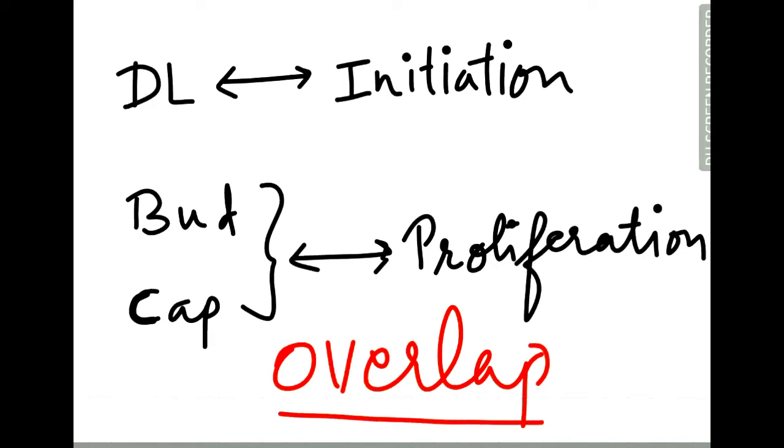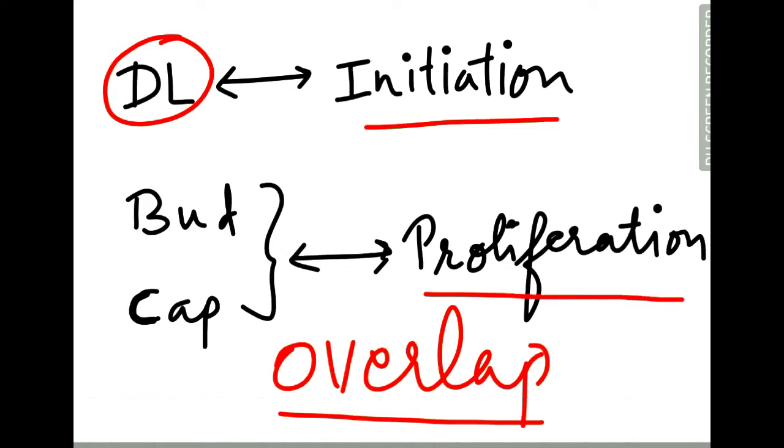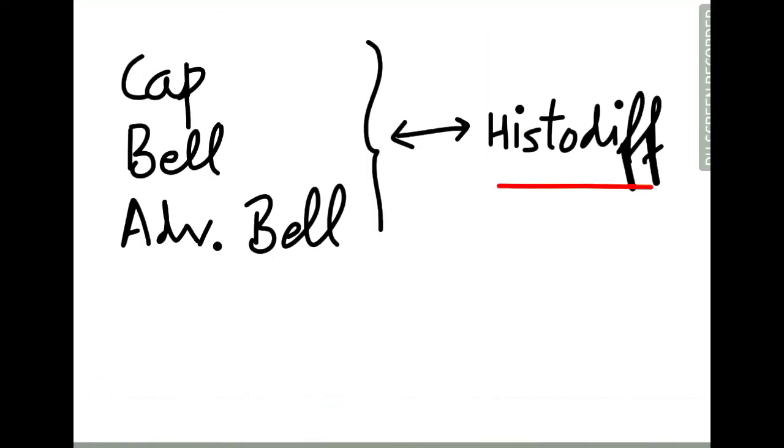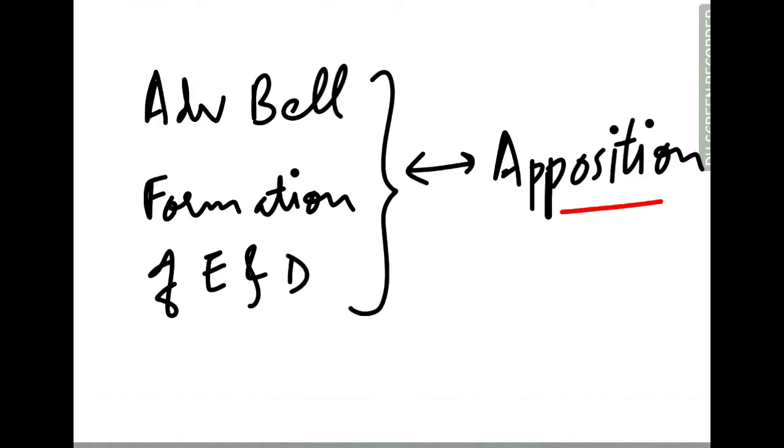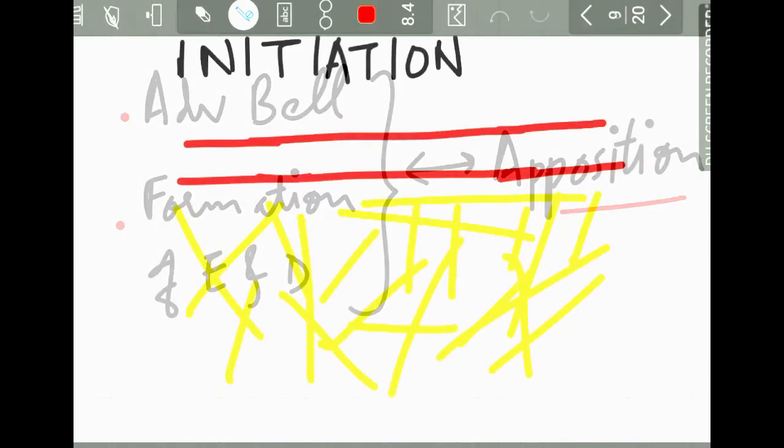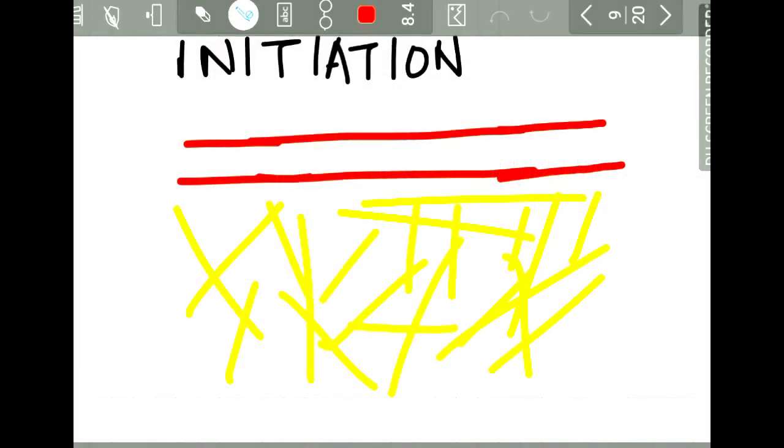For example, the process of initiation is predominantly seen in the dental lamina. Then the process of proliferation can be seen in the bud stage and the cap stage. The process of histodifferentiation can be appreciated in cap stage, bell stage, and advanced bell stage. The process of morphodifferentiation can be seen in bell, advanced bell stage, and the stage of enamel and dentine formation. And finally, the process of apposition can be well appreciated in advanced bell stage and in the stage of formation of enamel and dentine. So let's begin with the first process.